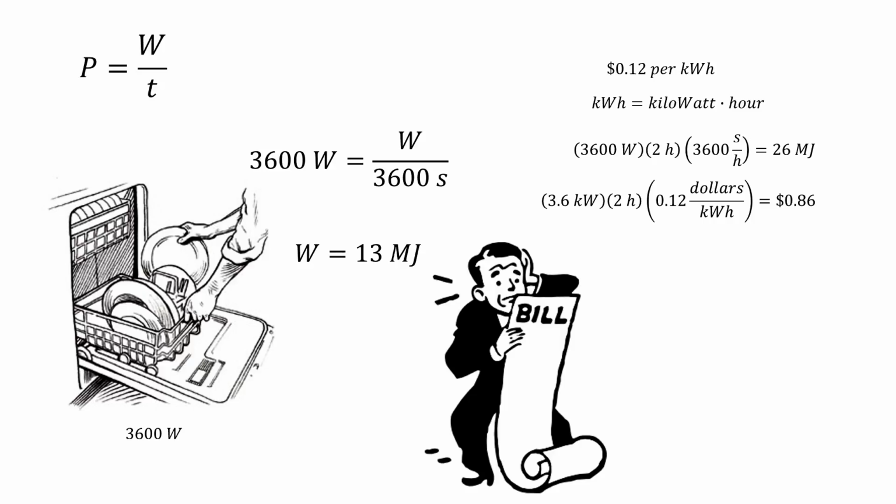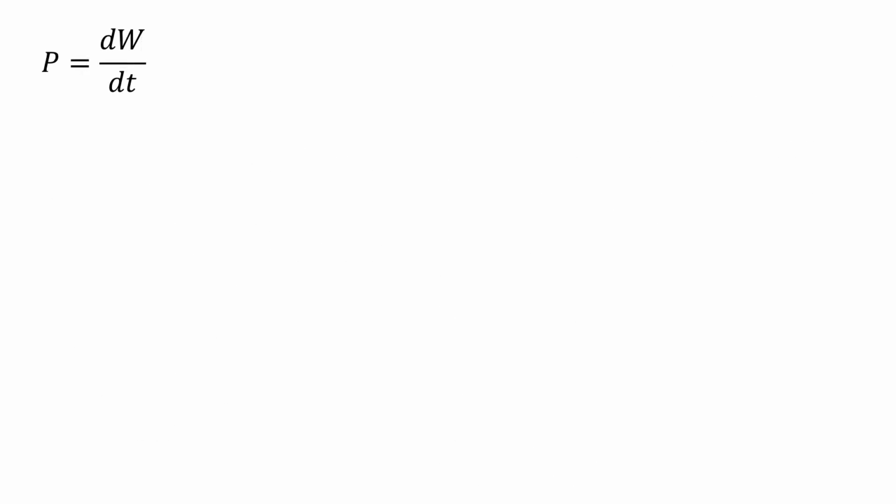Power is the derivative of work with respect to time. Work is defined as force dotted with displacement, so dW is F dot dx. dx/dt is the definition of velocity, so we can also calculate instantaneous power as a force multiplied by an instantaneous velocity.